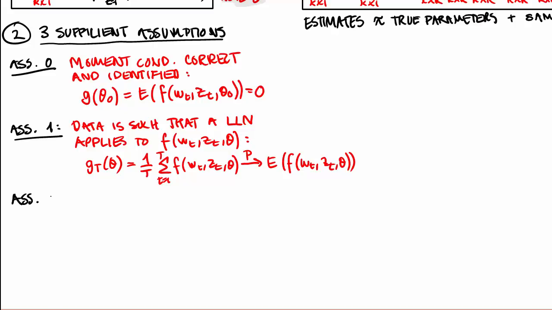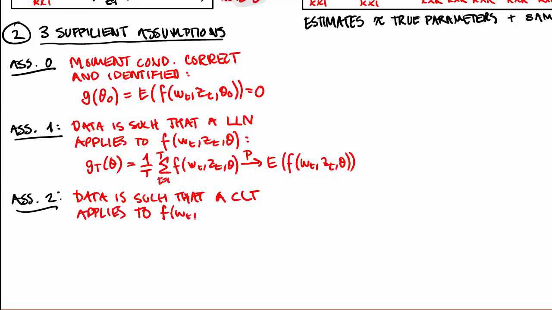Third, we assume assumption number 2, which states that the data is such that a central limit theorem applies to f of w_t, z_t, theta.